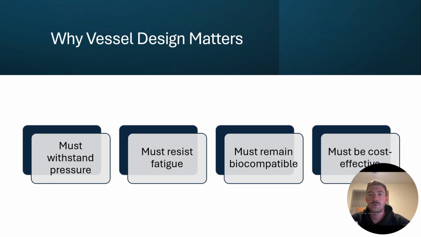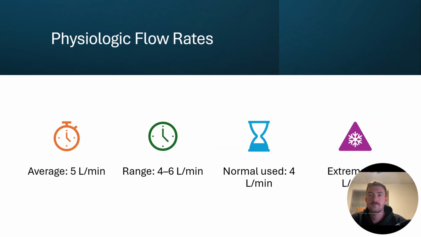So, why the blood vessel design is so important. Artificial vessels must survive human blood pressure. This is very crucial. They have to be stable under repeated cyclic loading, and they need to be good in long-term biological exposure scenarios. And they also need to be economically feasible to manufacture at a large scale to the masses.